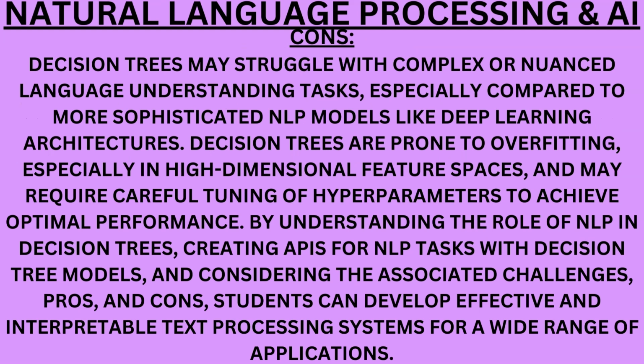Cons. Decision trees may struggle with complex or nuanced language understanding tasks, especially compared to more sophisticated natural language processing models like deep learning architectures. Decision trees are prone to overfitting, especially in high-dimensional feature spaces, and may require careful tuning of hyperparameters to achieve optimal performance.